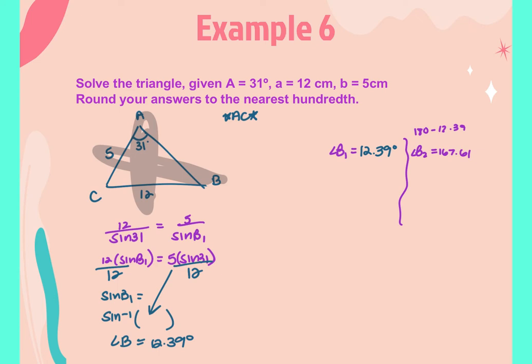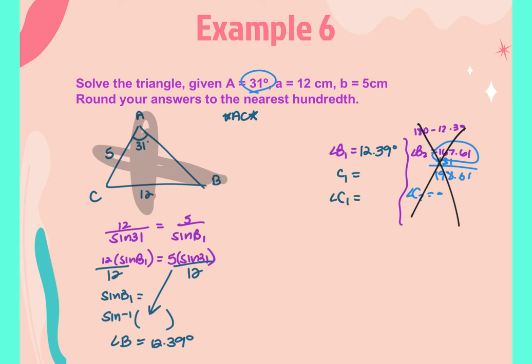167.61. Now if I take and add that 167 with the A that's given, that 31, I'm over the 180. So when I go to find angle C2, it's going to be negative, which means there is no second triangle. I'm going to return back to my first one and find the other two items that are missing, which is side C1 and angle C1.